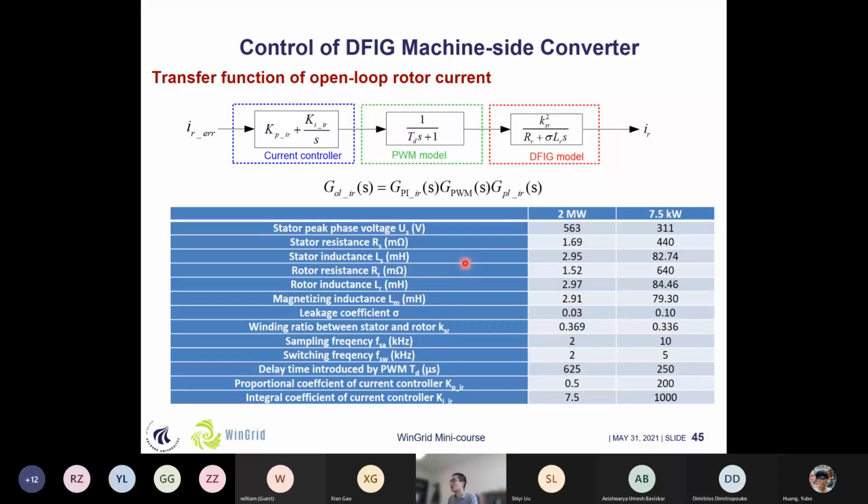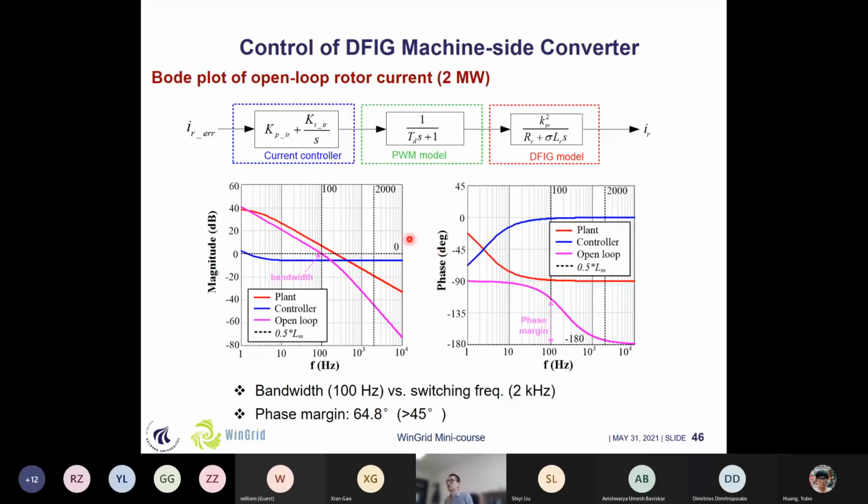And here again we list some key parameters for this 2 megawatt and 7.5 kilowatt system. And if we know this system, now we could simply draw the open loop transfer function for the load currents. And here we can see that the DFIG model is still a kind of linear system.